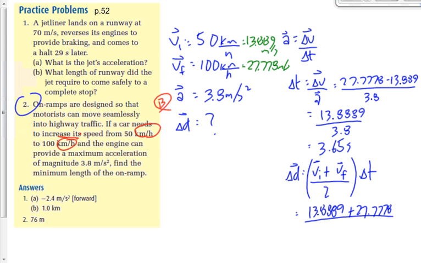Divided by 2 times a time of 3.65 seconds. And when she did that, my guess is she got a distance, or a displacement, of about 76 meters. Get that? Good.